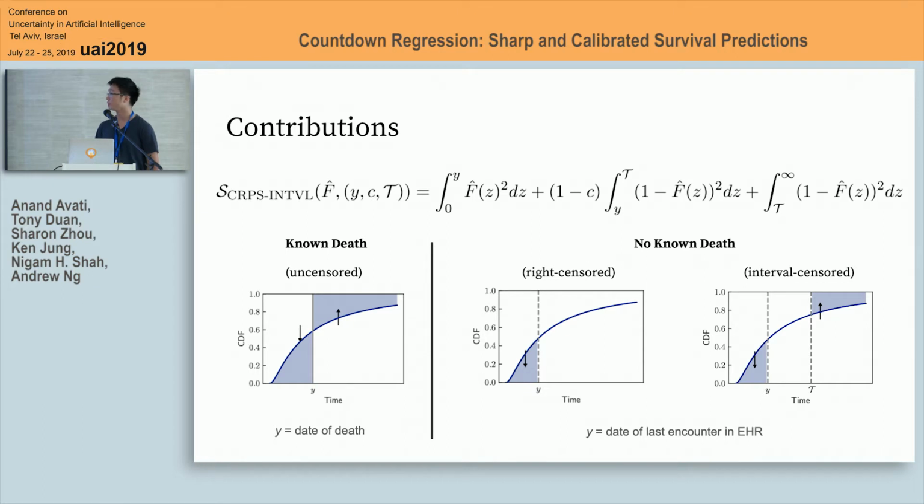So the intuition behind this integral, and for succinctness we'll just show the interval-censored version at the top here, is that in the case of the known death, you would try to minimize the CDF occurring before and after the known time of event. So this corresponds to our uncensored case. If there is no known death, then we introduce this score that just minimizes the CDF before the time of event. And in the interval case, we try to minimize the CDF up until the time that we know you are alive, and the time after 120 years of age. So this is the interval-censored case.